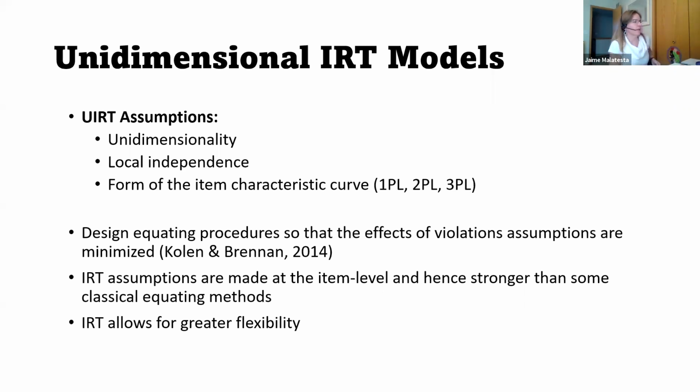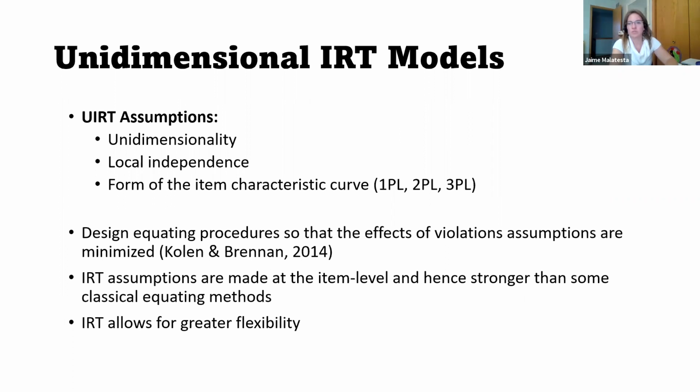Local independence: that the probability of an examinee answering an item correctly or incorrectly depends solely on their ability and nothing else. So their probability of correctly answering one item should not be related to the probability of a candidate correctly or incorrectly answering another item. So these probabilities are independent. And third, the form of the item characteristic curve. So we have to check that our model fits the data appropriately.